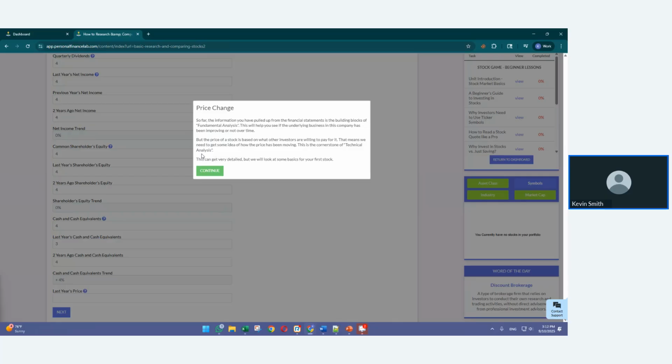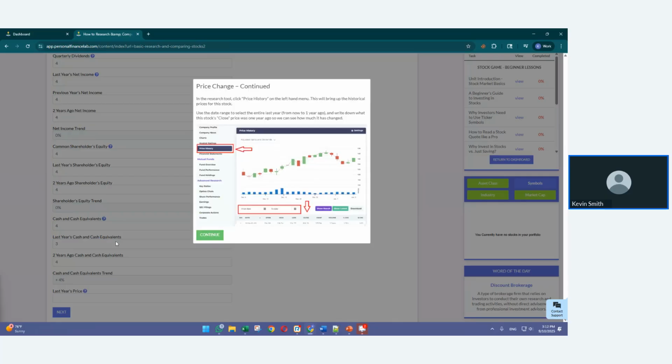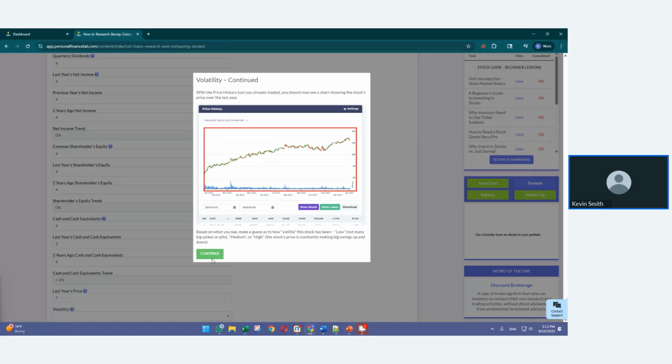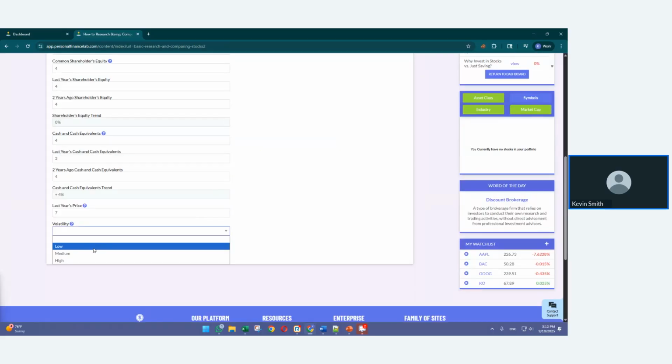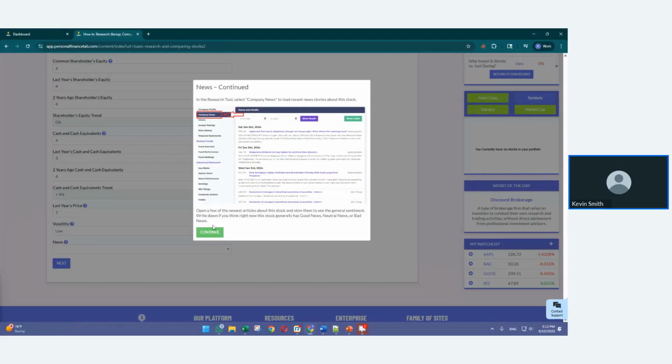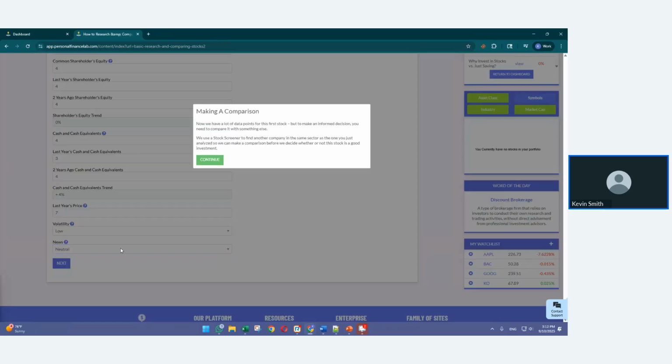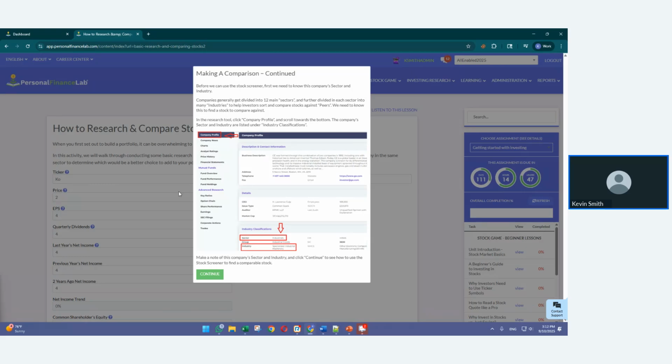Price change, yeah, and looking at the price history so they can see those charts. Is it moving up and down a lot? Is it volatile? And it's basically, is it or not? And what does the news say? So this really introduces the students to most of the basic functions of doing research and all the stuff that's in our research tool. And then once they put all the information in for one stock, it actually asks them to find another similar stock in the same sector.